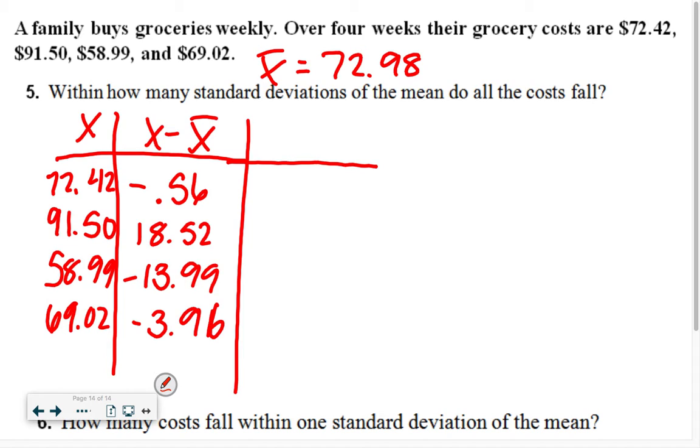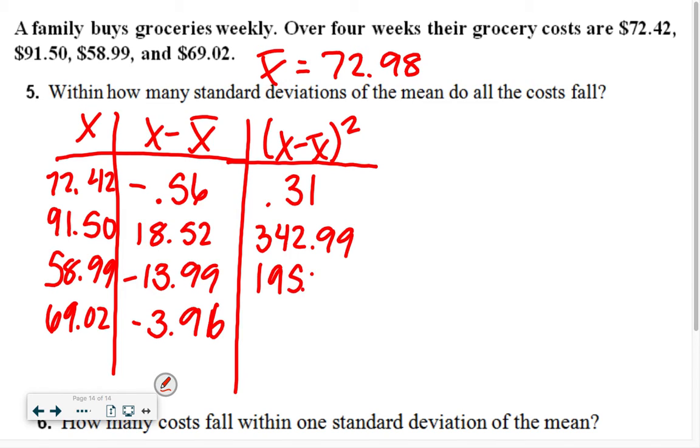What do we do? Square them. Take my value, square it. Crystal, you have values for me? Yes. Okay, can you read them off? 0.31. 344.47. I got 342.99. Sorry. You're fine. 195.72. Perfect. And last one, 15.68.